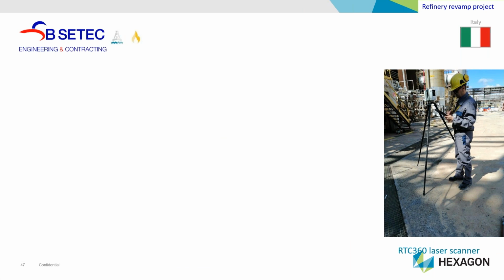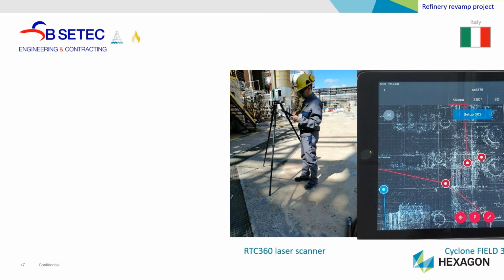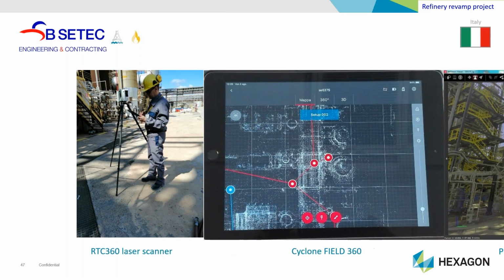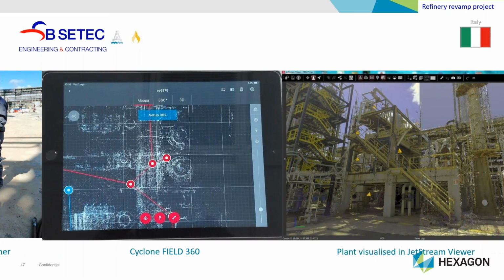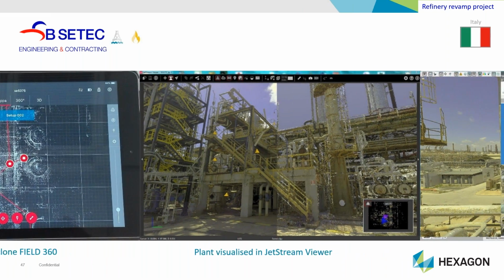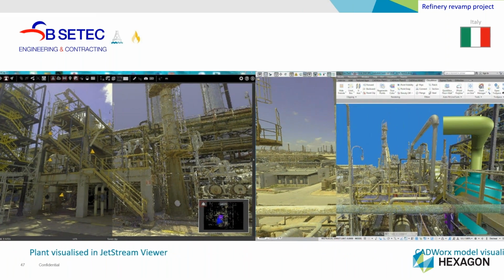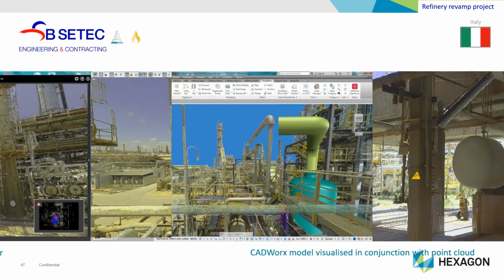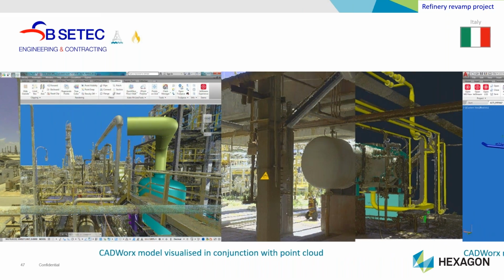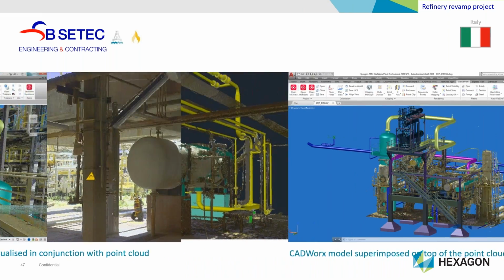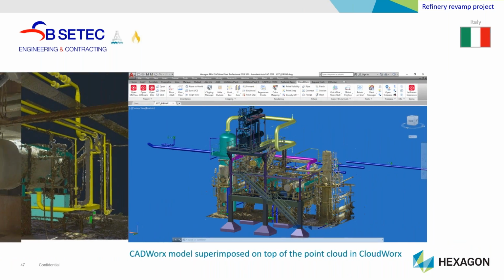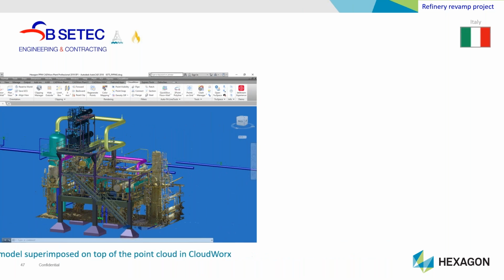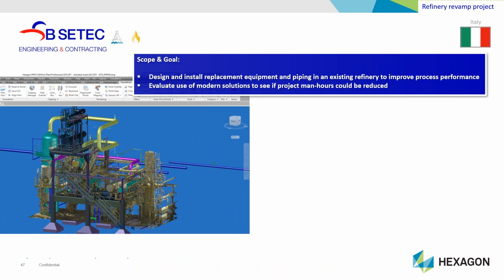And finally, here's SBCTech, an engineering contractor in Italy, who only recently invested in the RTC 360 scanner, which of course is using Cyclone Field for the on-site registration. Here's the refinery. So this is a refinery project in Jetstream Viewer, and here's the CADWorx model visualized in conjunction with the point cloud. And here's the finished sort of results of the new piping and equipment superimposed inside the point cloud. And the scope and goal for this project was that they needed to design and install some replacement equipment and piping into this existing refinery.